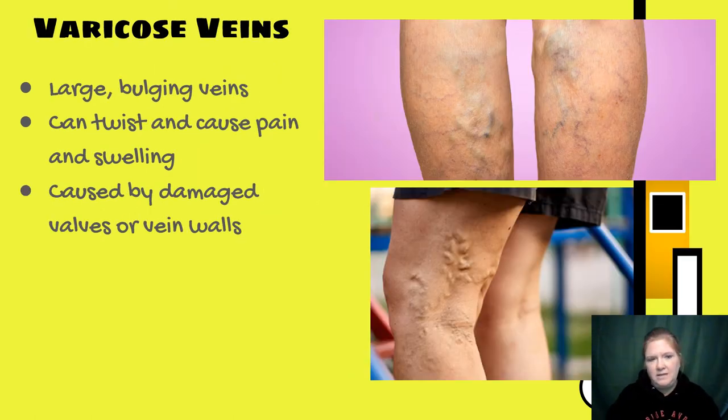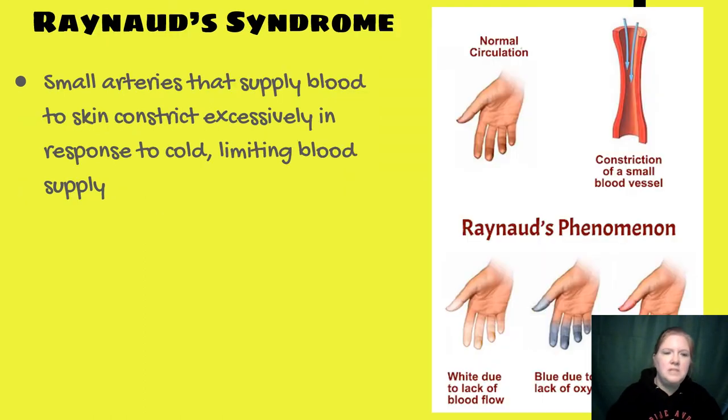We have varicose veins. Varicose veins are large bulging veins. They can twist and cause pain and swelling, and they are caused by damage to valves or vein walls. Very common as people get older. Raynaud's syndrome. So you have these small arteries in your hands. Those arteries supply the blood to your fingers, also to your toes, in your feet, same thing. Well, the small arteries that supply blood to the skin constrict excessively in response to cold, limiting the blood supply. So the fingers can turn white and blue, and then as they're rewarmed would be very red.